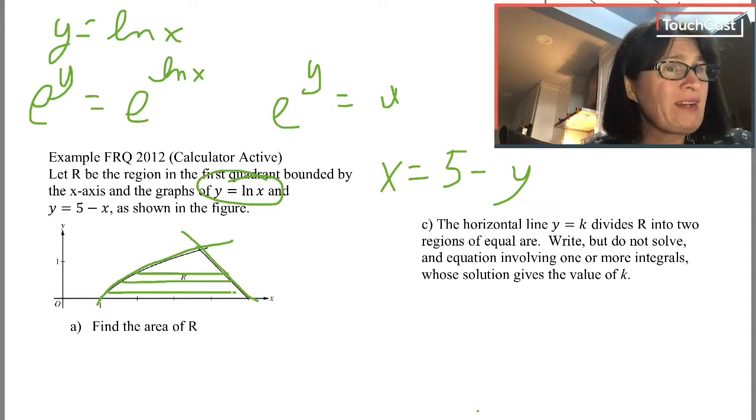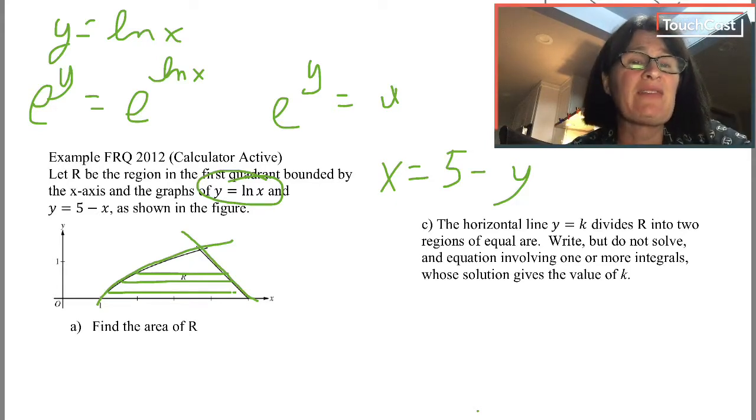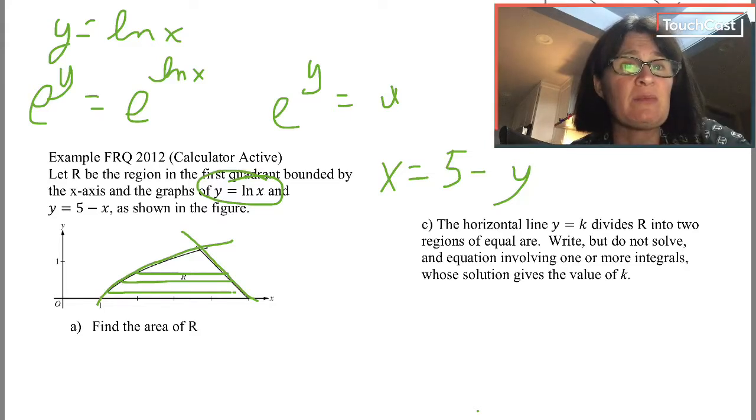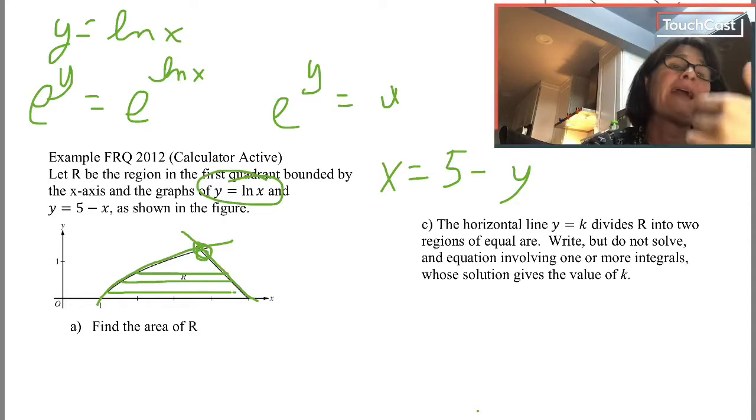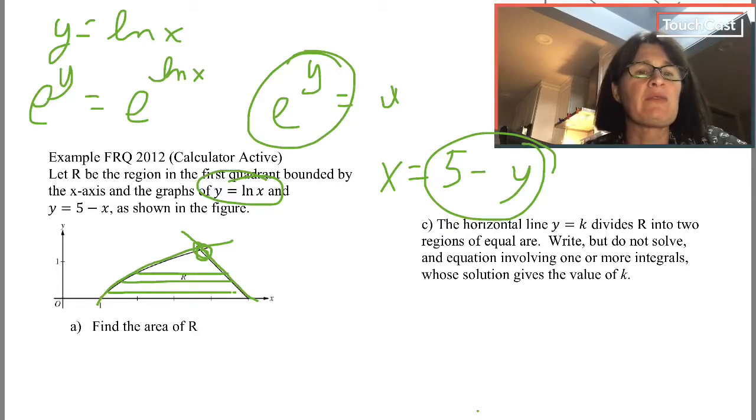I'm still going to need that point of intersection. It's just this time I'm going to need the y coordinate of it, because I'm going to have to integrate from bottom to top. So that's from 0 to that y coordinate of right minus left. This is my right curve minus my left curve. I'll show you that written up.